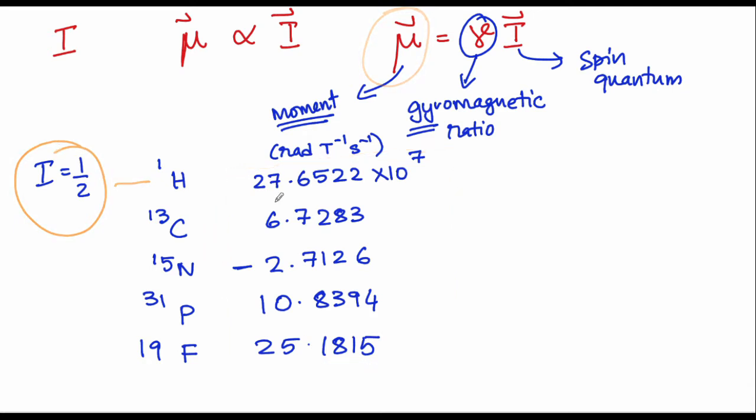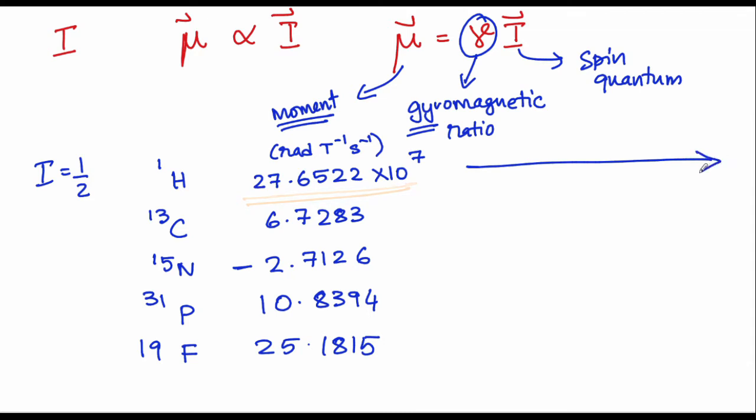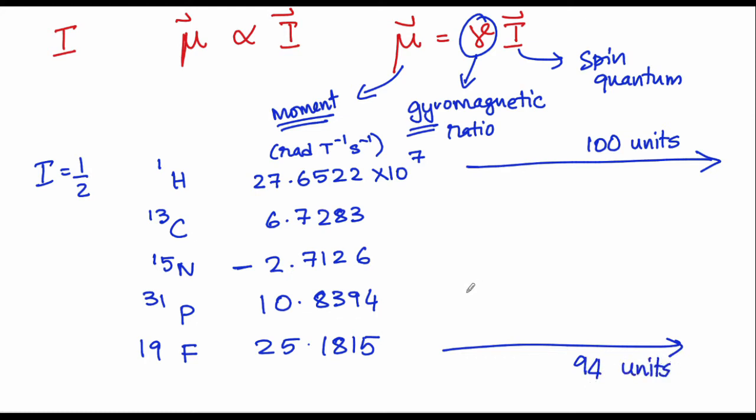And most importantly, the proton, having the highest gyromagnetic ratio, is going to have the highest dipole moment. I'll try to draw this but not to scale. So let's assume the proton has something as long as this. Let's say this is 100 units. Fluorine will have something close to 94 units, followed by phosphorus, which is going to be something of the sort of 41 units. And this will be followed by carbon, which will be close to 25 units.